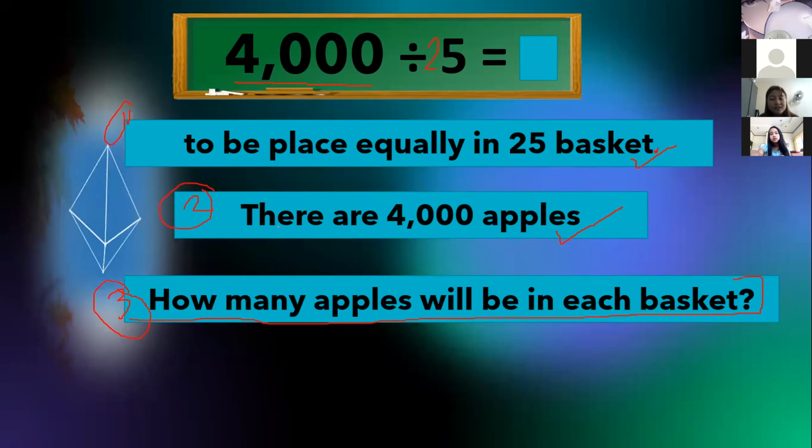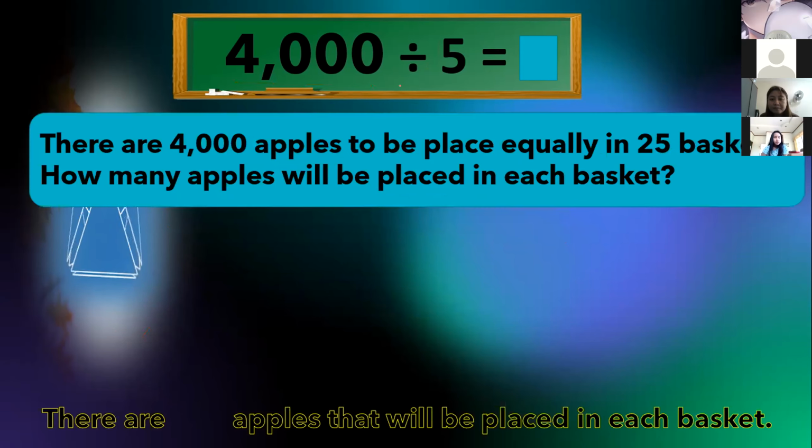So it means the first is there are 4,000 apples to be placed equally in 25 baskets. And the question is, how many apples will be in each basket? So this is how we will arrange. Okay, so look at here. There are 4,000 apples to be placed equally in 25 baskets. The question here is how many apples will be in each basket?